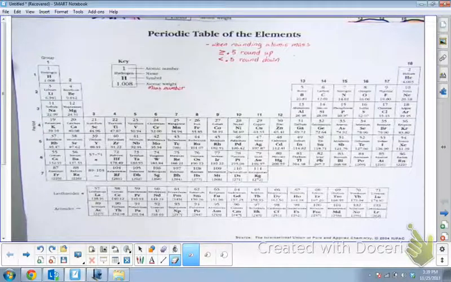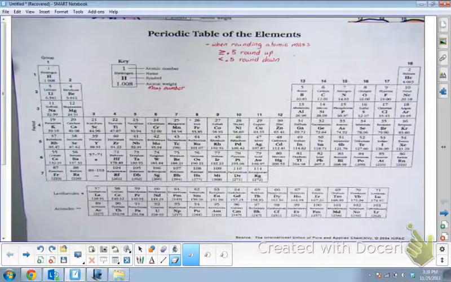Okay, good afternoon. This is a brief discussion, less than 10 minutes, on how to write shorthand electron configuration notation using elements on the periodic table to help us understand where the electrons in an element are in relation to their noble gases. Just in case you're not aware, the noble gases are all of your group 18 elements.